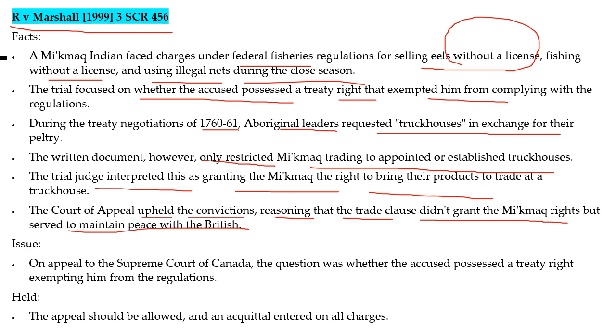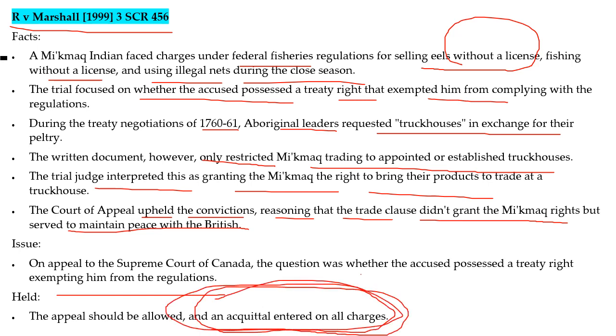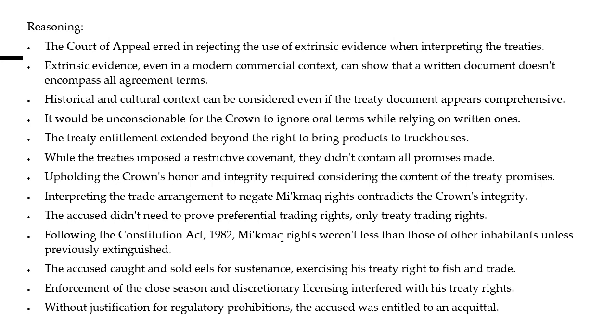So what was the issue before the Supreme Court of Canada? Whether the accused possessed a treaty right exempting him from the regulation. The appeal was allowed and acquittal entered on all charges. So here acquittal was entered, the person was released. The Court of Appeal erred, failing to accept the use of extrinsic evidence when interpreting the treaty. Extrinsic evidence, even in a modern context, can show that a written document does not encompass all agreement terms. So there could be things that are not applicable in today's modern world.